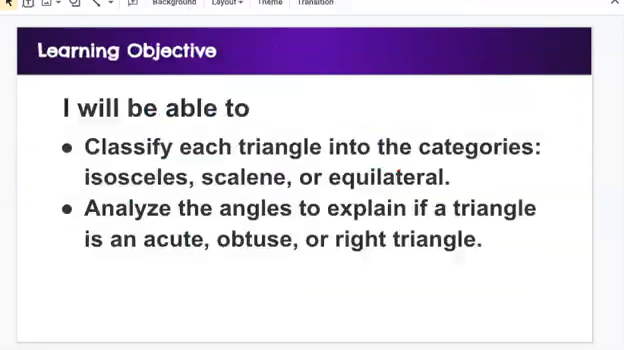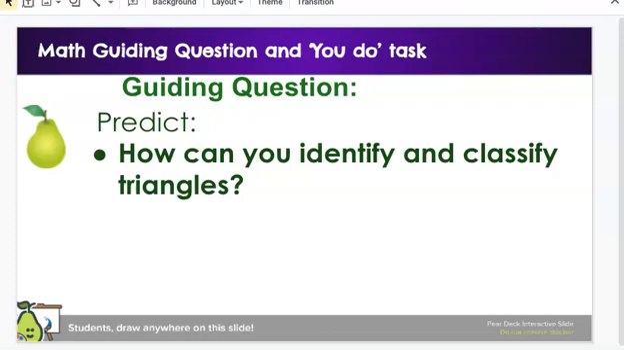All right, so let's take a look. At the end of this lesson, you'll be able to classify triangles into categories. So this is what we're doing a little bit higher level. You've been looking at triangles before, and now we're classifying them, comparing and contrasting the features that they have into isosceles, scalene, or equilateral triangles. And we're also going to take a look at the angles inside the triangles to see if it's an acute triangle, an obtuse triangle, or a right triangle.